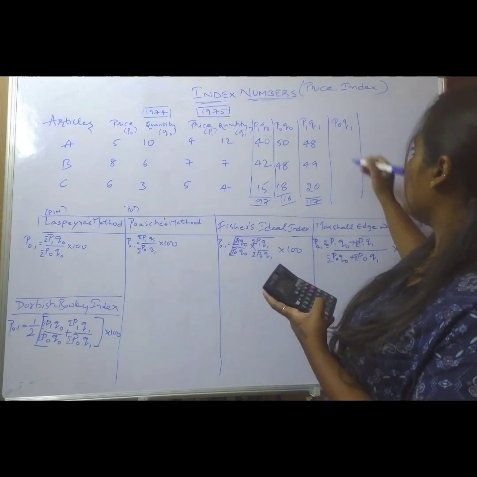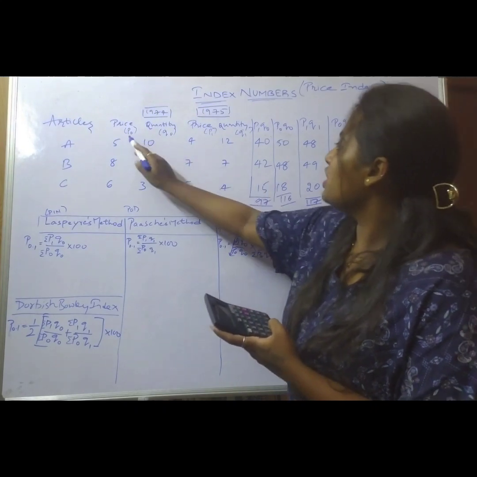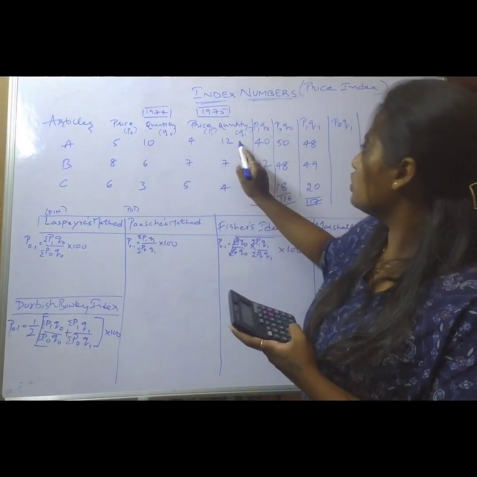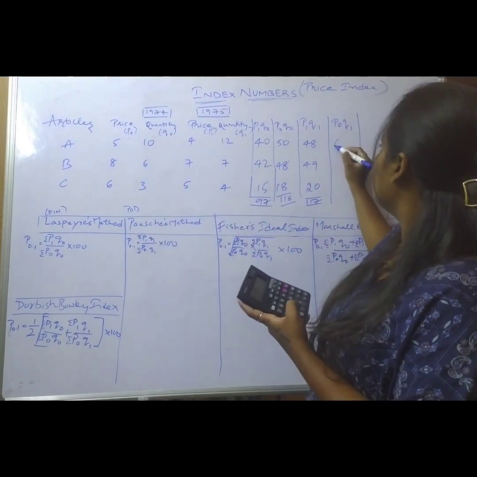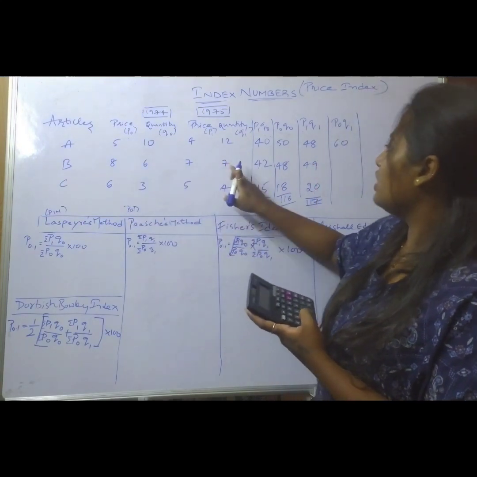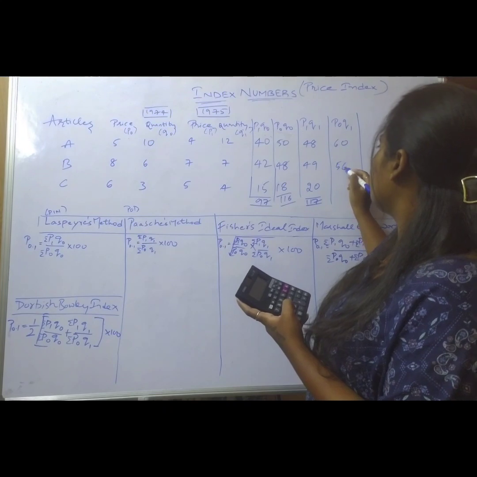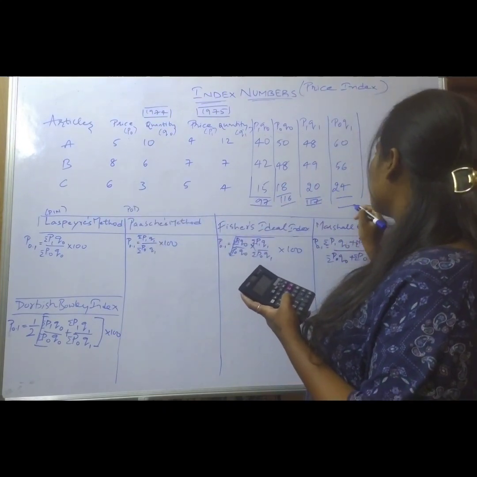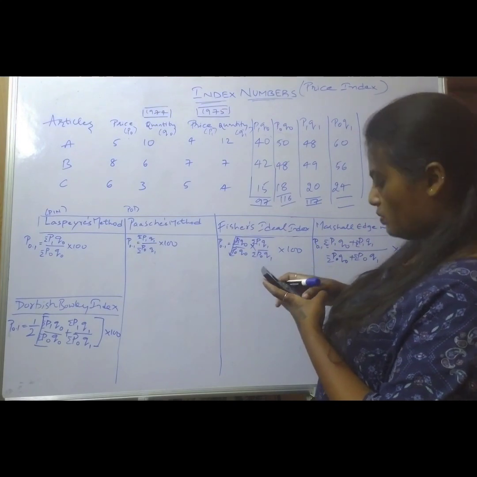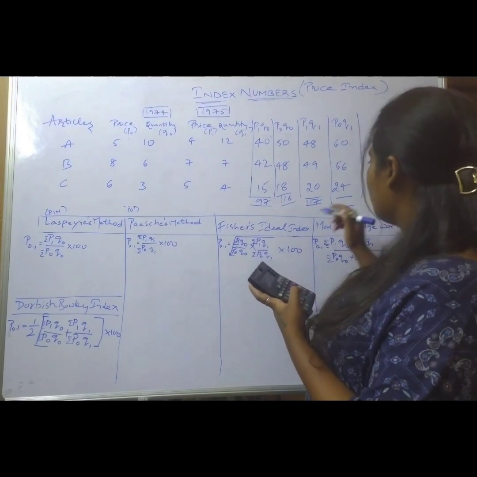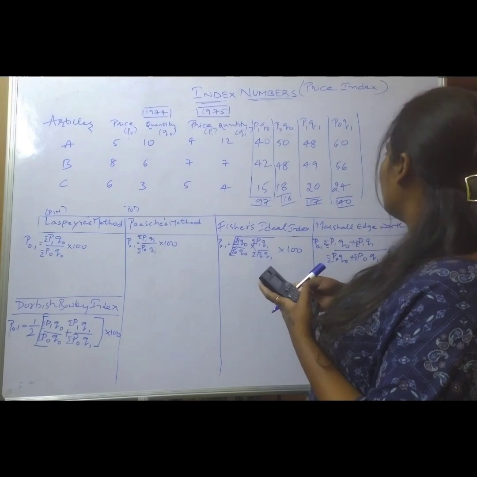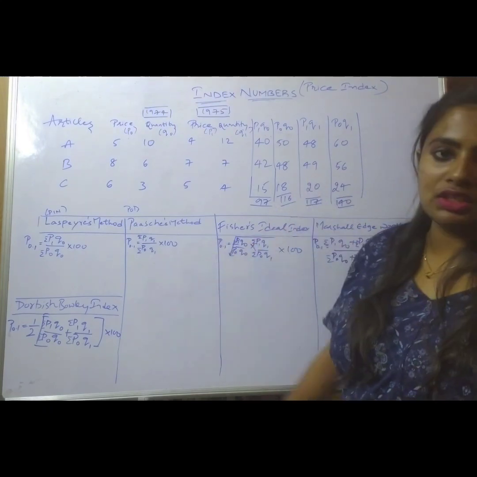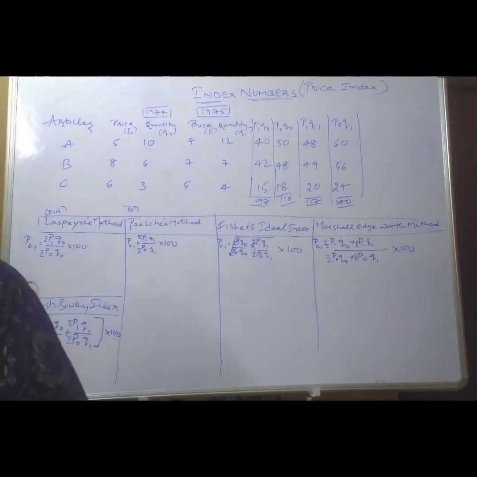So P0 into Q1 we have. 5 into 12, 60. 7 into 8 is 56. 6 into 4 is 24. Now summation of this, 60 plus 56 plus 24, is 140. Yes, we got everything that is needed for our formulas to be substituted.